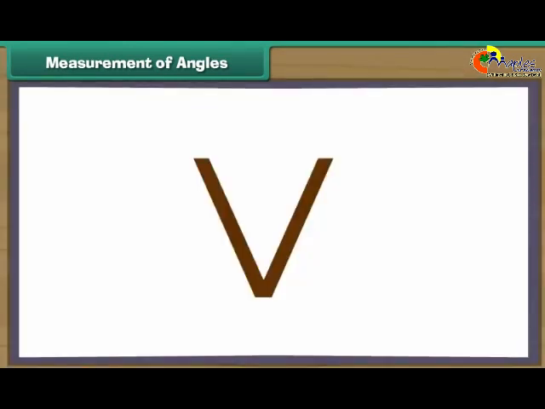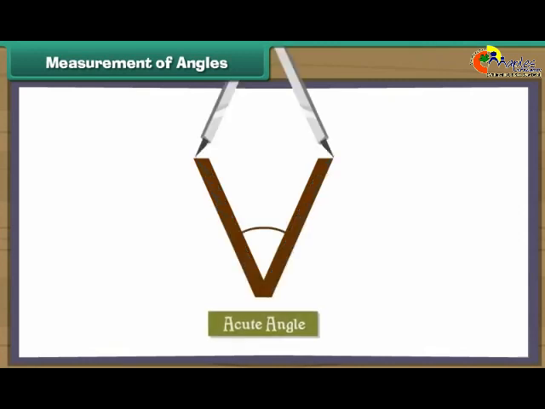Write letter V of the English alphabet. Place the divider on V such that one of its arms and common point coincide with one of the arms and common point of V. What do you see? The other arm of the divider lies to the left of the other arm of V. It means that V makes an acute angle, which is smaller than the right angle.